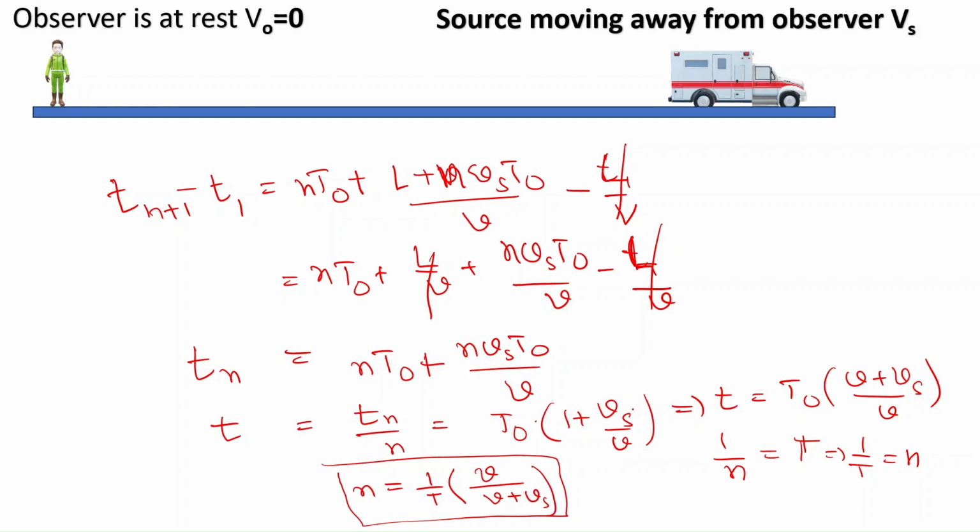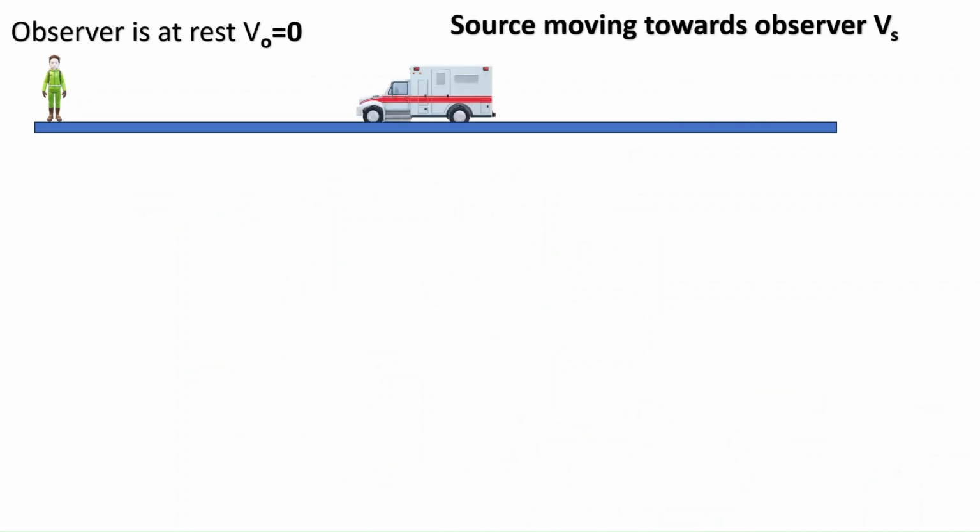This is when the source is moving away from the observer. If the source is moving towards the observer, then the frequency n is equal to 1 by t0 into V by V minus Vs. This is the equation for the apparent frequency observed by the observer. Now this is for the source moving towards the observer, so similarly n is equal to 1 by t0 into V by V minus Vs.